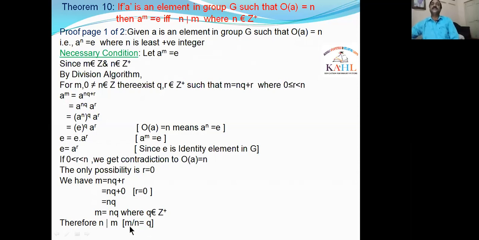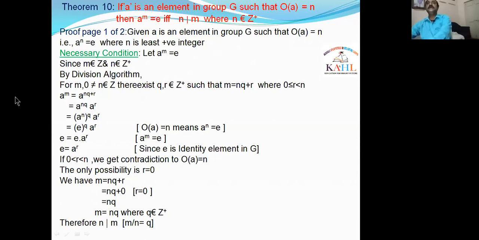The cross one is the does-not-divide symbol, and the straight line is the divides symbol. m is divided by n. If we divide m with n, we got some integer. That means n divides m. So we have proven the necessary condition.